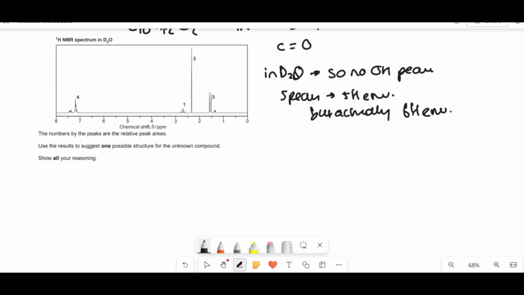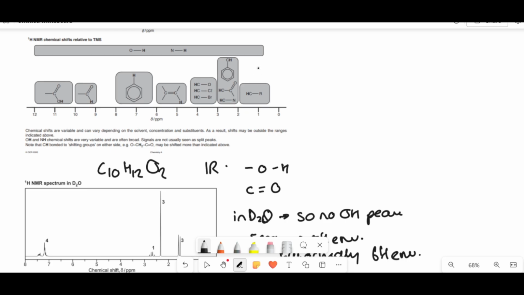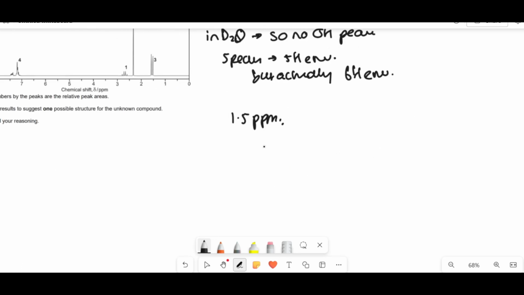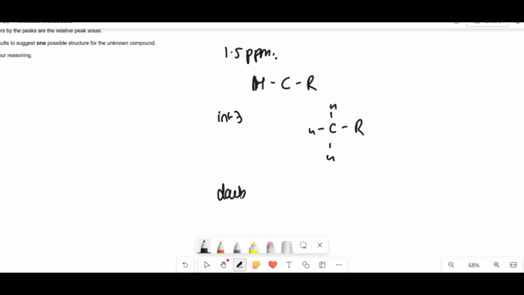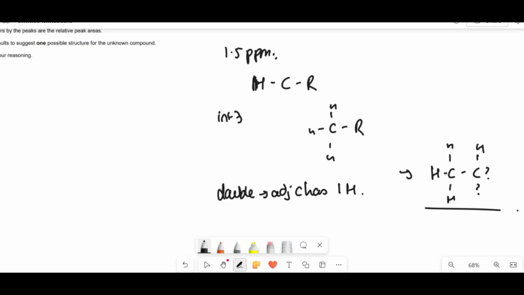So start with the peak at about 1.5 ppm. 1.5 ppm correlates to this, so you're going to have an H next to a C and an R. We know that its integration is 3, meaning there are 3 hydrogens in this environment, so it's going to be CH3 and an R. And then we know it's a doublet, so the adjacent carbon has 1 hydrogen. As in, now your end piece is this, and you can't put anything else there. That's all it says. Work with only what it's told you.